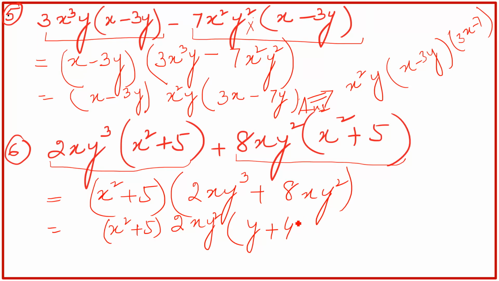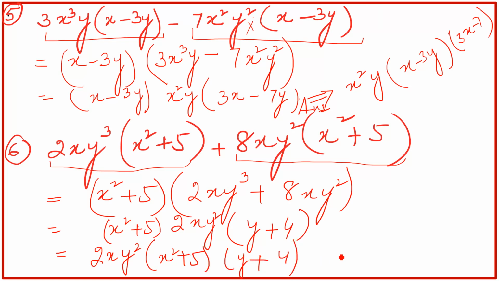Because y square we have taken as a common. Y plus 4. If you want, we can write down like this. This is first x square plus 5 plus y plus 4. So in this lesson, this is the answer.